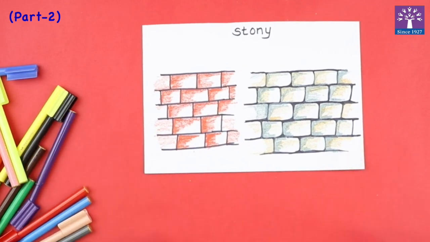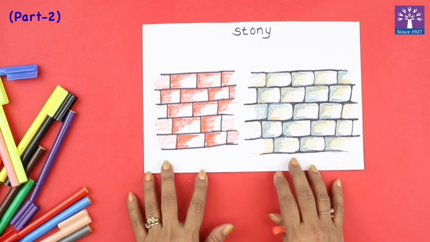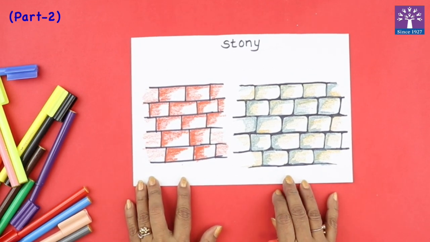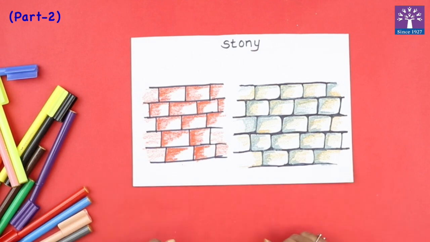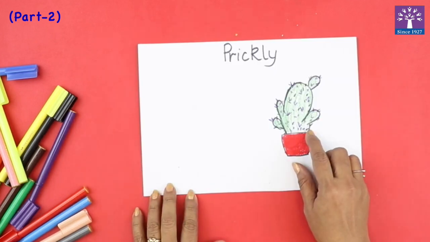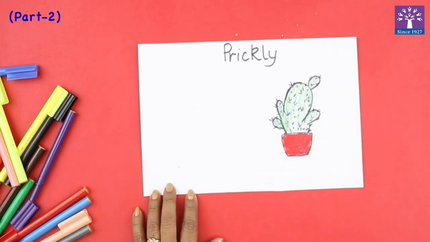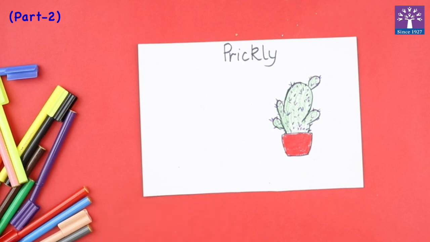So you see, this is giving a brick wall effect or a stony effect, or a texture of a stone or a wall. Our next texture, something that is having thorns. It's a thorny effect. It's very easy.